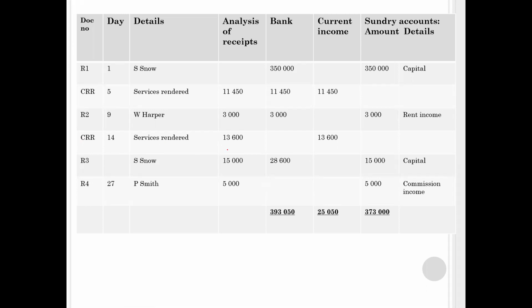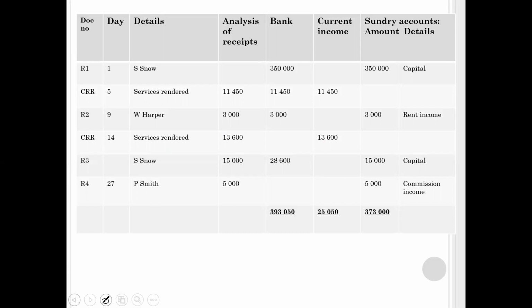13,600 goes to analysis of receipts, but you cannot do bank now. I always say you keep bank on hold. Why? Because there are 2 transactions on the 14th. You only do bank after the last transaction. So you keep bank on hold, but you need to say for what is the 13,600. If it's for services rendered, then you must also write it in with current income.